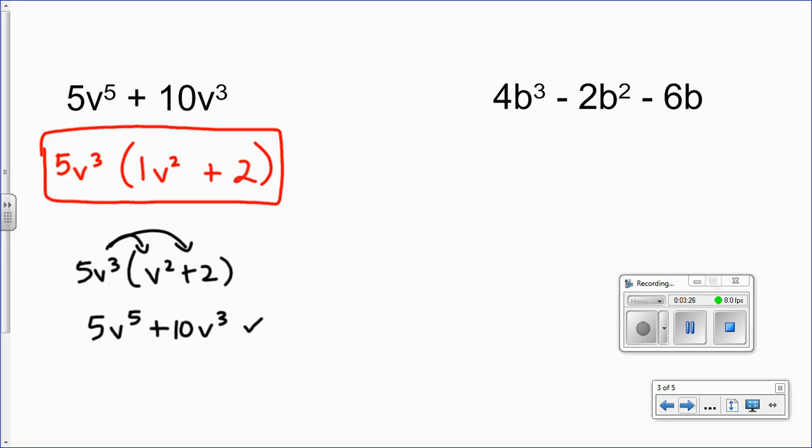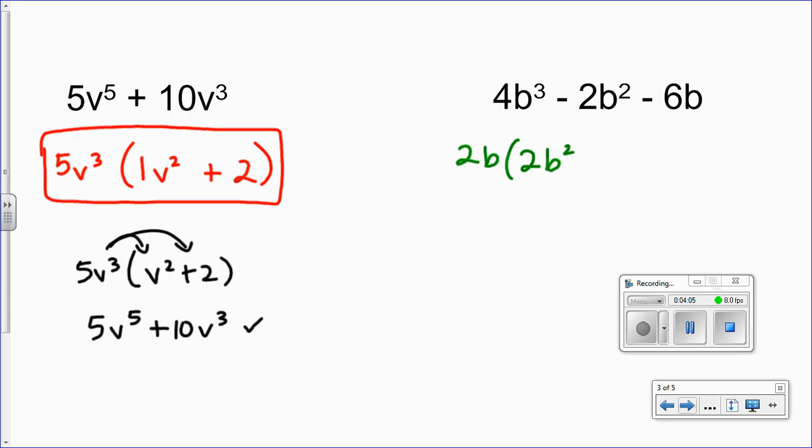Okay, next one. So I have 3 terms I have to think about now. So between 4, 2, and 6, the one they have in common would be 2. And then between b cubed, b squared, and b, there would be just a b that they have in common. Okay, what would you have to multiply 2b by to get 4b cubed? So to get 4, you would need a 2. And then you need 2 more b's, so b squared.